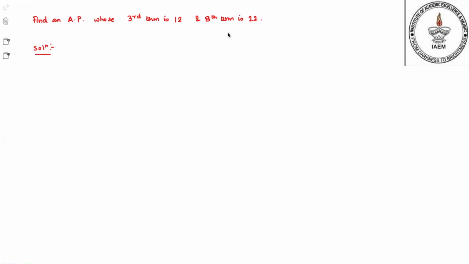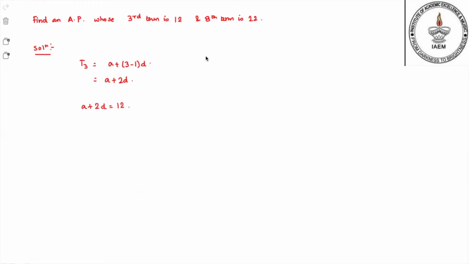So in this, neither the first term nor the common difference is known to us. But third term means T3. So according to the formula, T3 is A plus 3 minus 1 into D. So effectively it is A plus 2D. As per the sum, A plus 2D equals 12.